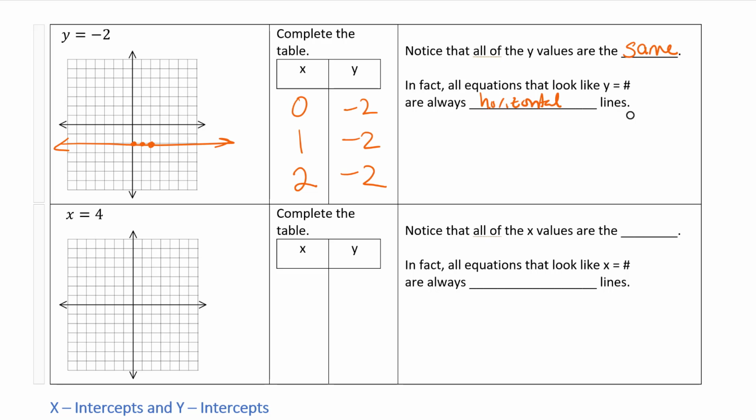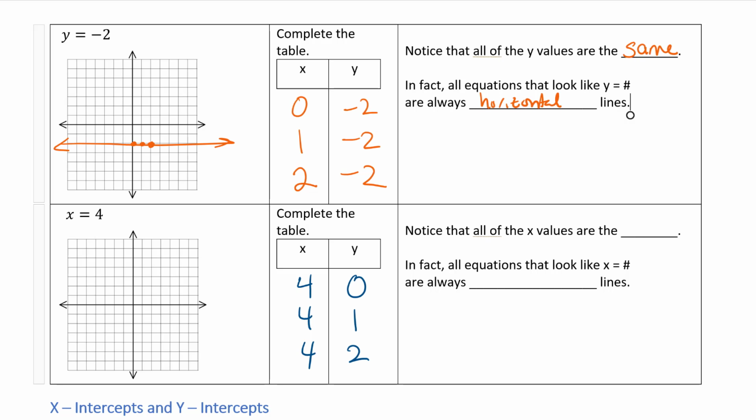Similarly, if I have x equals a number, it doesn't matter what you pick for y, x has to be 4. If x is 4, y can be anything it wants. So let's see, if I pick y to be 0, x is 4. If I pick y to be 1, x is 4. If I pick y to be 2, x is 4. It doesn't really matter what you plug in for y, x has got to be 4.